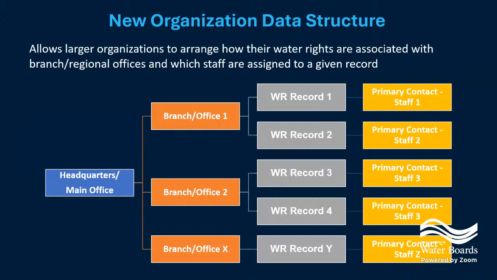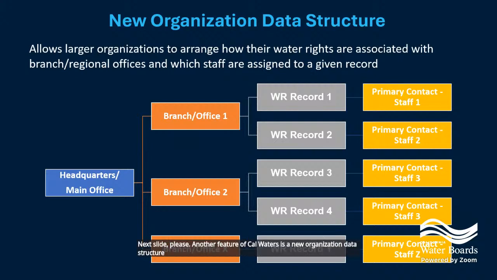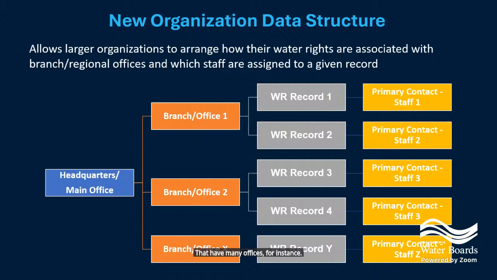Another feature of CalWATRS is a new organization data structure. Now, this is for the reporters. Again, this helps mainly the larger reporters that have many offices, for instance, maybe the U.S. Forest Service or a larger consulting firm, and it gives the larger reporters or agents of reporters the ability to assign the water rights that are being worked on to different branches, regional offices, as well as staff. This should help companies help the water rights reporters to report more easily and effectively.